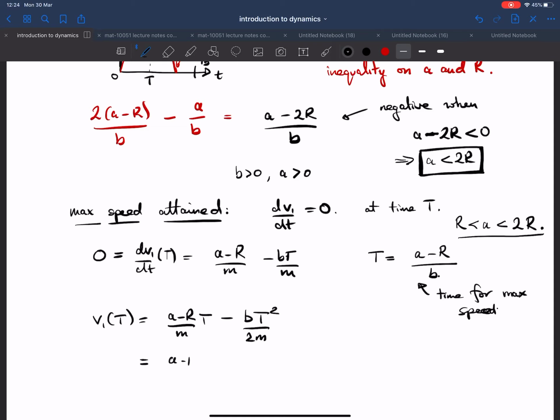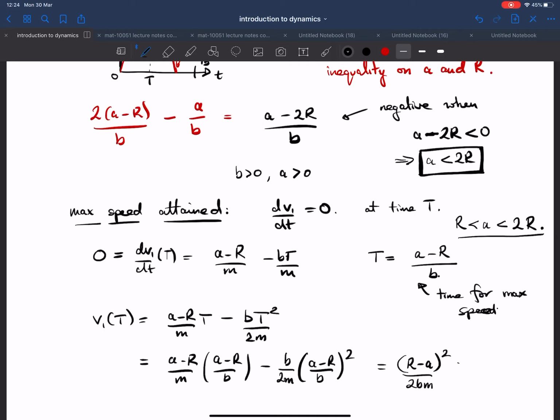So if you're doing this, you'll have the following: A minus R over b minus b over 2m, A minus R over b squared. Okay, yeah, that seems to be okay. If you do this and simplify, you should be able to verify that the max speed occurs at this time. You get this, R minus A squared over 2bm. So that's our max speed.